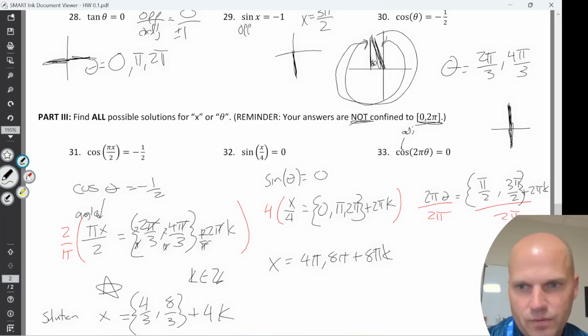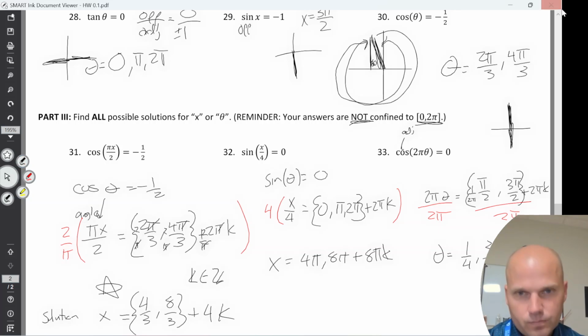Now, what is pi over 2 divided by 2 pi? Well, the pi's will cancel, and it's the same as multiplying by 1 over 2 pi. This will be a fourth. This will be 3/4. This will just be integers.